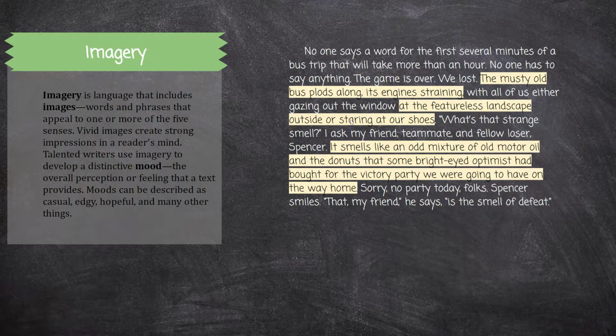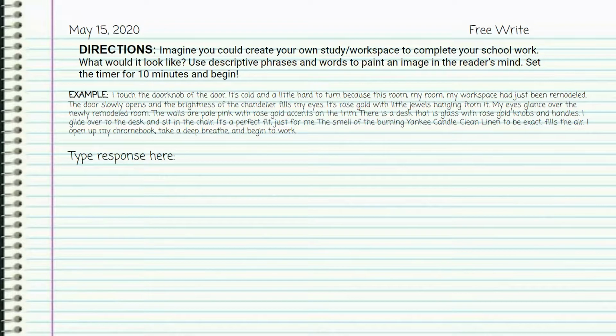So here we have the imagery that really shows their lack of enthusiasm. It shows how they're upset, okay, but it shows it through the images, all right? So today, you don't have to create that mood, but I do want you to create imagery as you write. So our prompt is, imagine you could create your own study or workspace to complete your schoolwork. What would it look like? Use descriptive phrases and words to paint an image in the reader's mind. So set your timer for 10 minutes and begin.